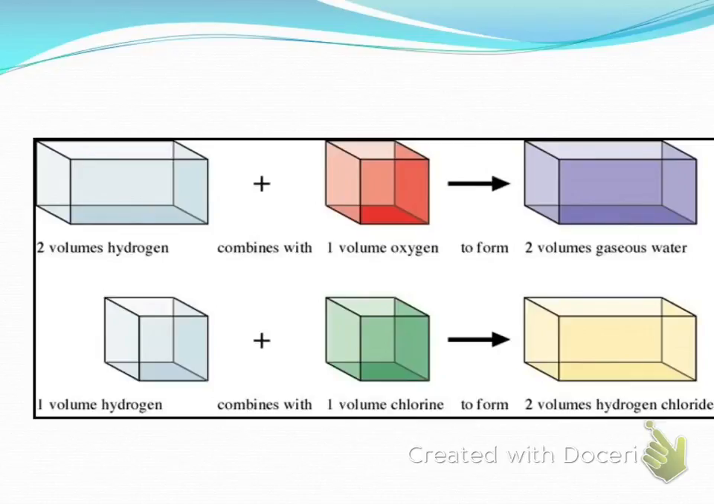If I combine 2 volumes of hydrogen with 1 volume of oxygen, I'm going to get 2 volumes of gaseous water, because I know that the balanced equation for water forming is 2 hydrogen molecules plus 1 oxygen molecule yields 2 water molecules. Do y'all remember that? That was probably the most common equation we saw.